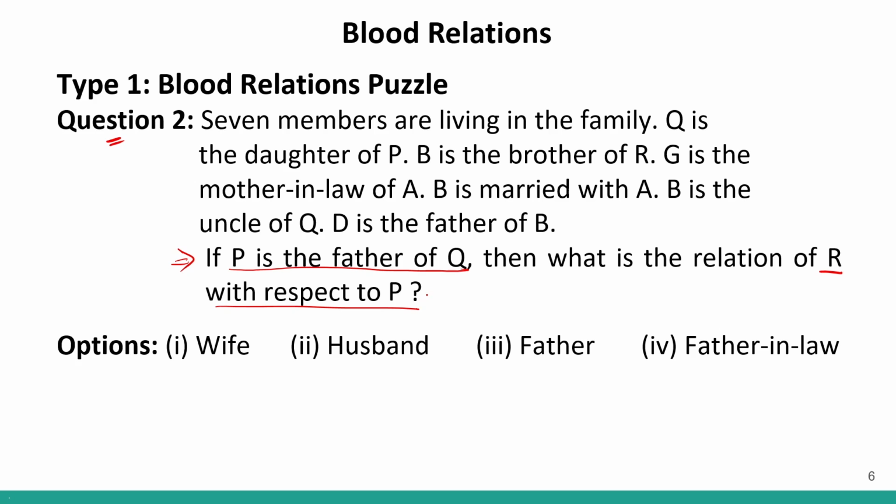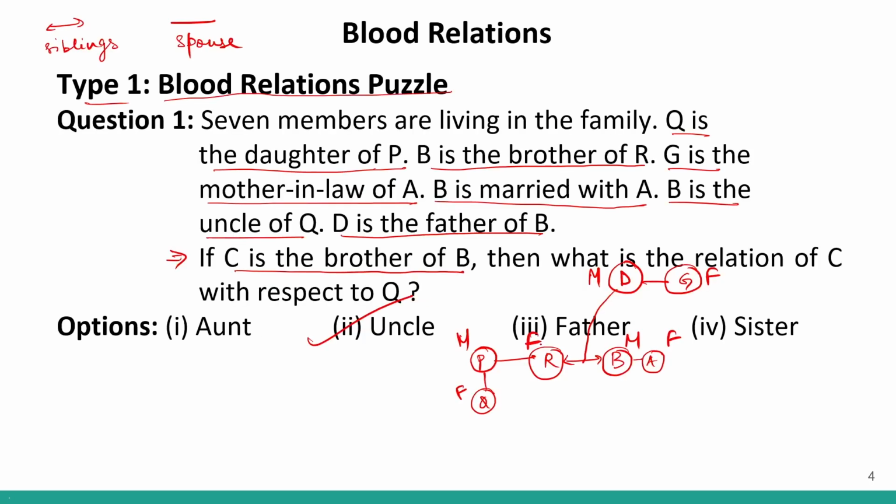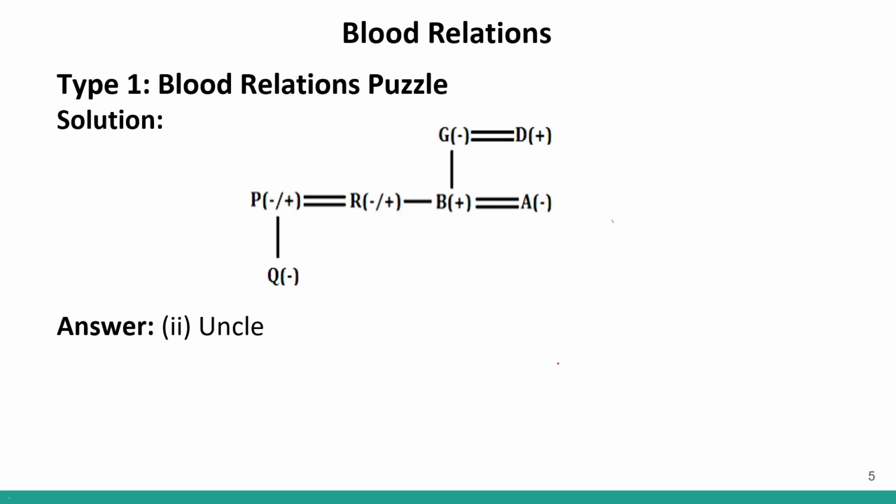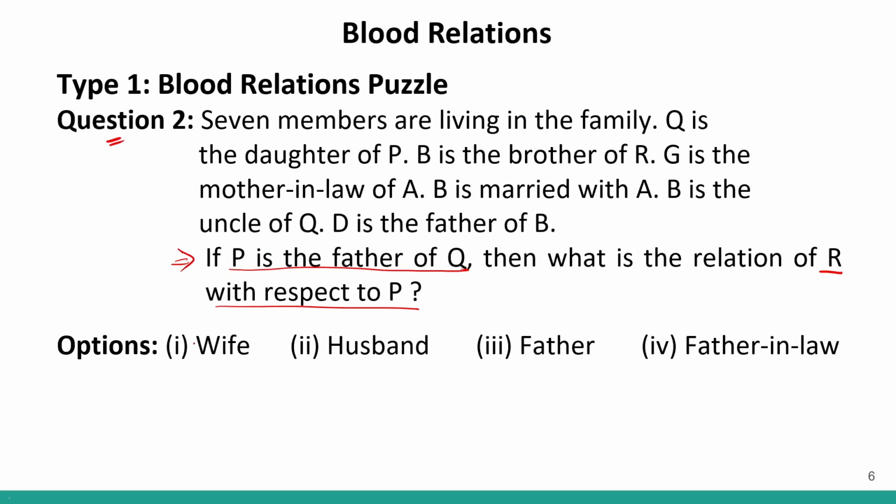So let us go back to the arrangement. R is what of P? R is female. R is the spouse of P. So R is the wife of P. Going back to the question, R would be the wife of P, which is given in option number 1. So option number 1 will be the correct answer. Okay?